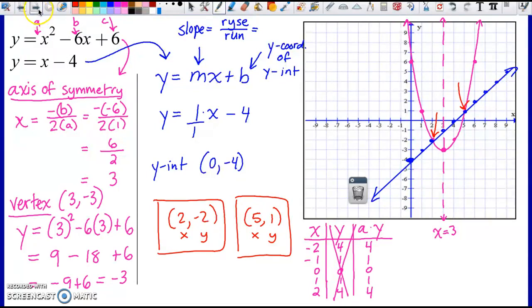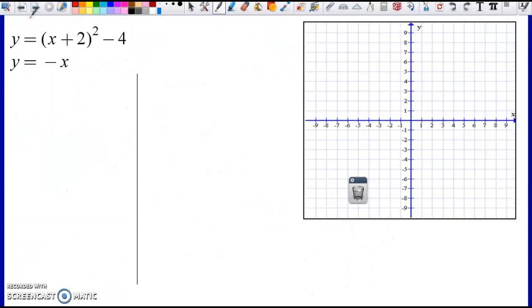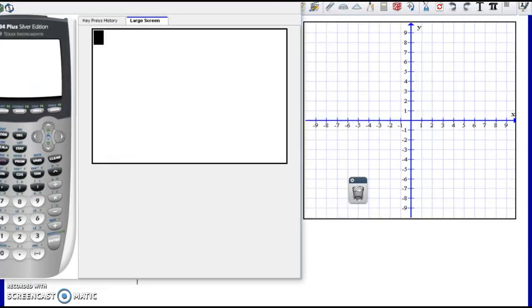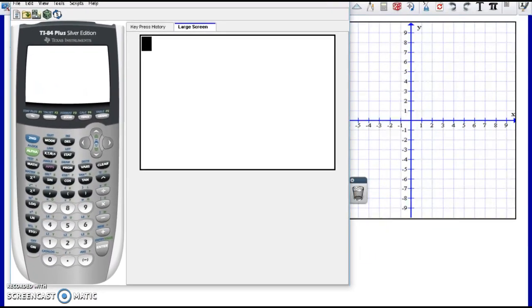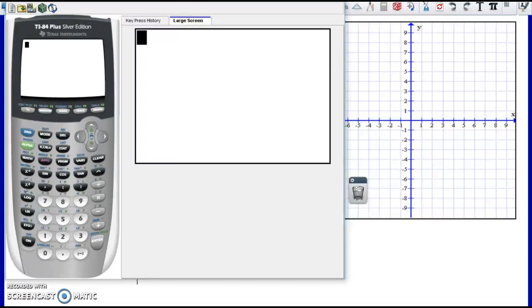So you could see that this took a while to graph it by hand. And I can still graph this other one by hand also. But we have a calculator to help us. So I'm going to show you the steps on how to solve using a graphing calculator. This is a big day in algebra class. We're going to learn to graph on the graphing calculator.